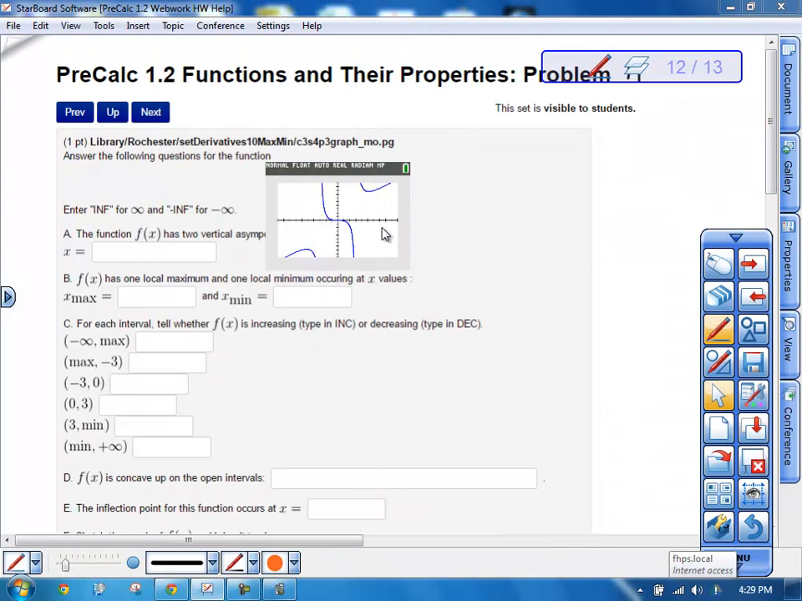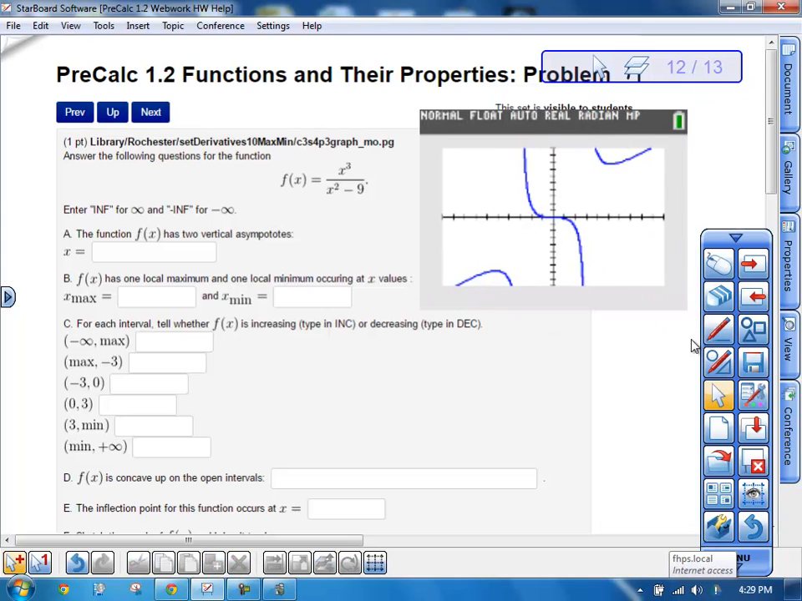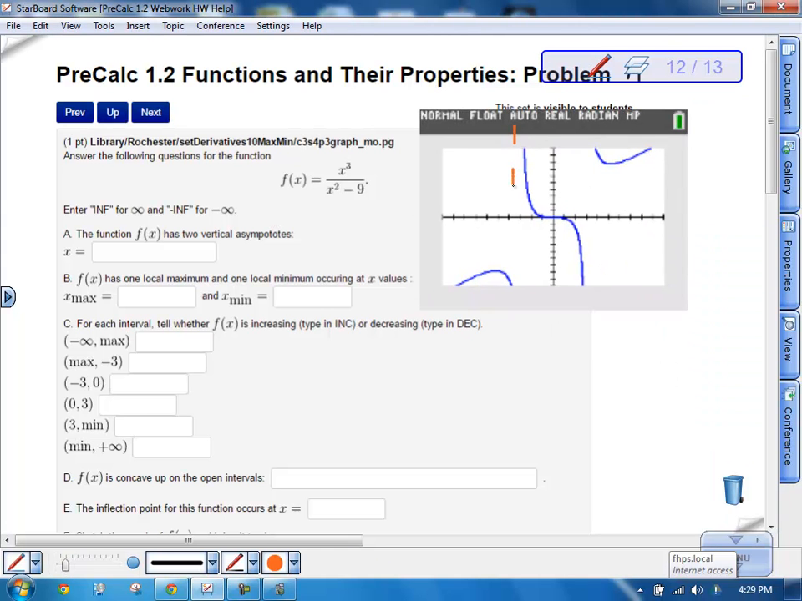Vertical asymptotes, you can see, are here at negative 3 and here at positive 3. Now those always occur at zeros of the denominator. So this thing does factor in the bottom as x minus 3, x plus 3. So vertical asymptotes, that's on your formula sheet. We'll talk more about this later, but vertical asymptotes always occur at zeros in the denominator. So that's x equals 3 and negative 3. Enter with a comma. Now it has a local minimum and maximum at the values.